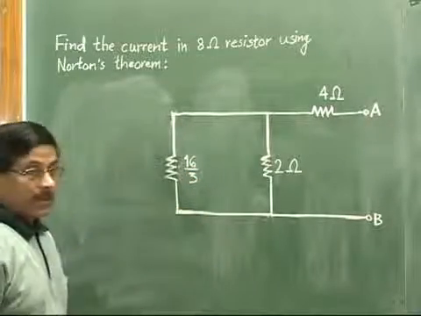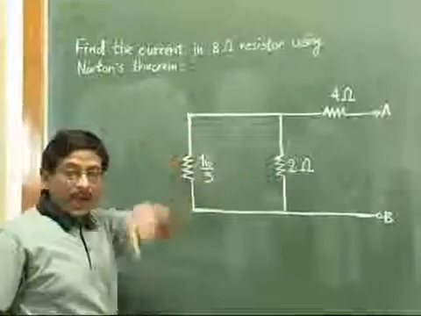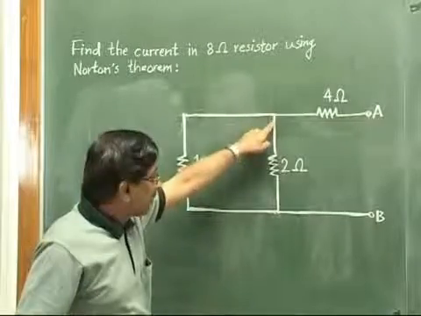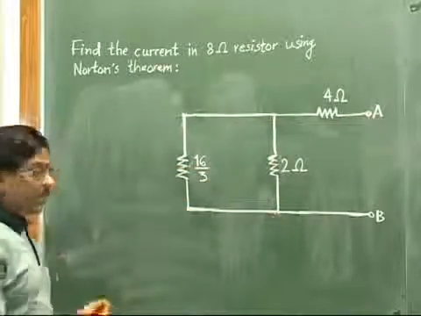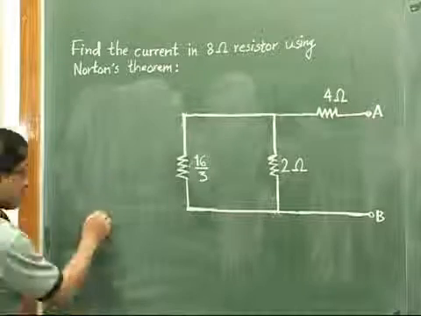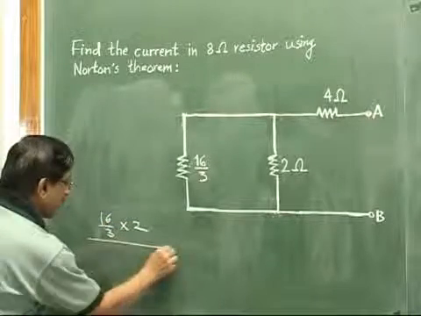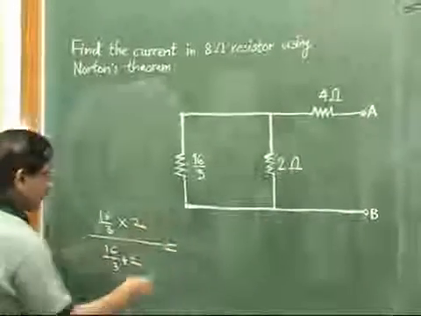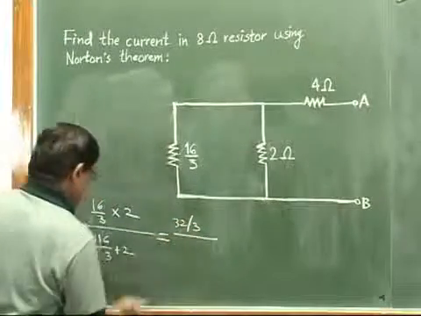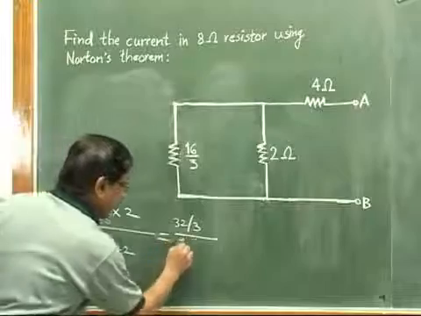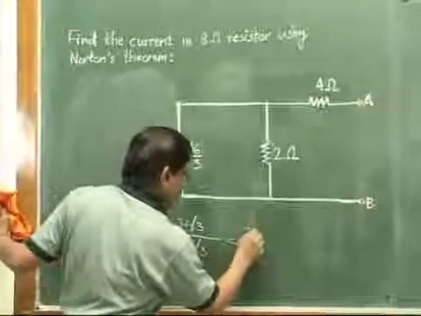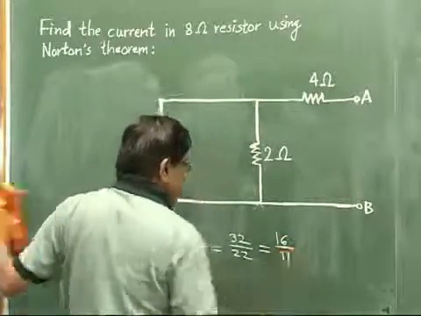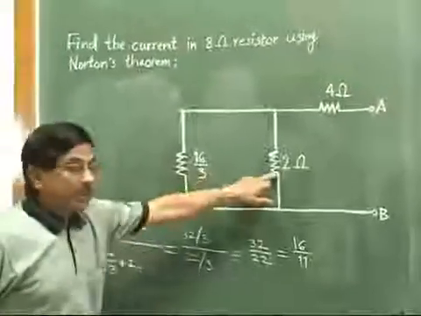Further we have to simplify. Now see here, this 16 by 3 and this 2 ohm are in parallel again. See, this branch is like this, and across the same two nodes this 2 ohm is there. So again, the parallel combination is product divided by sum. So 16 by 3 into 2 divided by 16 by 3 plus 2. We calculate it this way. This will be 32 by 3 in the numerator, and in the denominator it will be 22 by 3. So it will be 32 by 22, which is equal to 16 by 11. So 16 by 11 will be the value of this parallel combination.